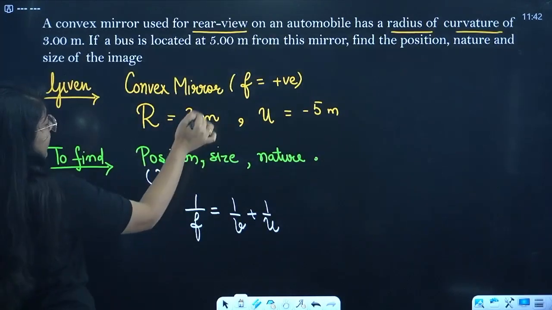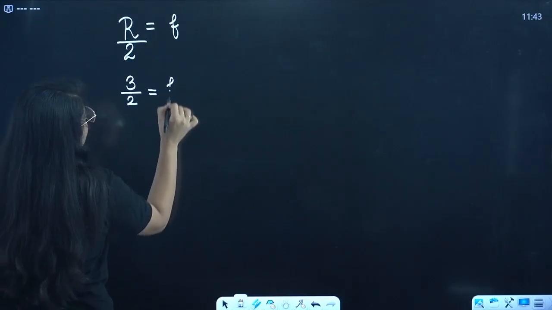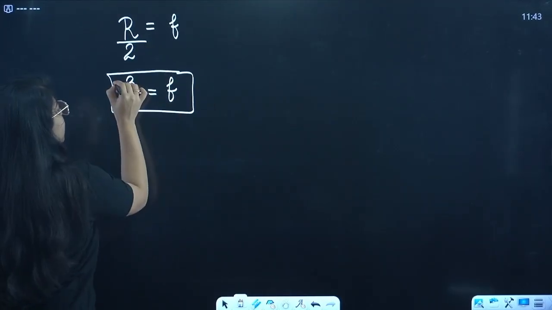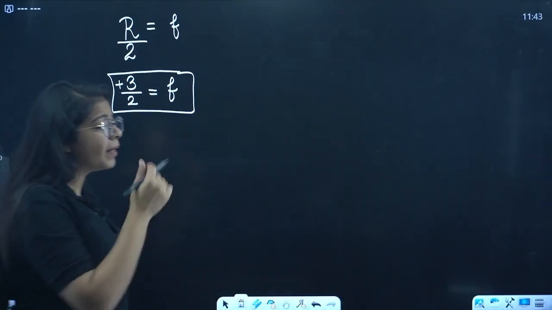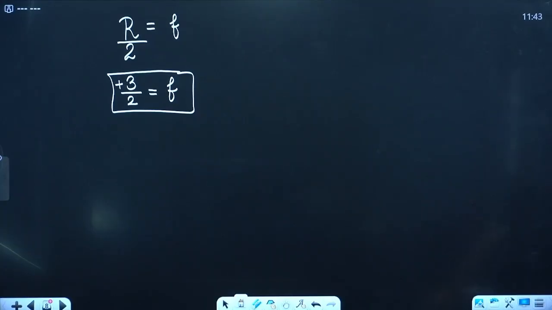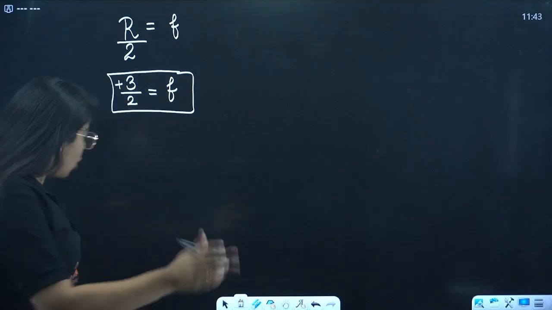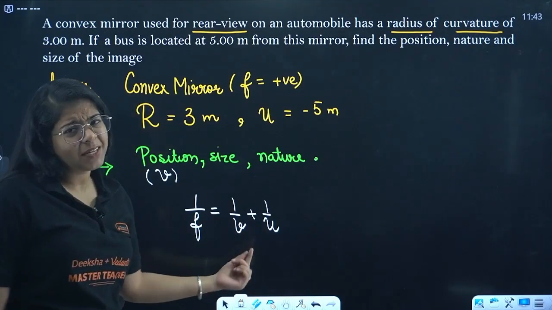So radius is given as what? 3. So radius is 3. Focal length will be 3 by 2. Understood? And it's a convex mirror, so it will be a positive focal length. Done? Understood? Then, beta, moving on, wait a second. Okay, no worries. Now, beta, next we have to find V. Now moving back to the mirror formula, we have F, we have U, we can easily find V.